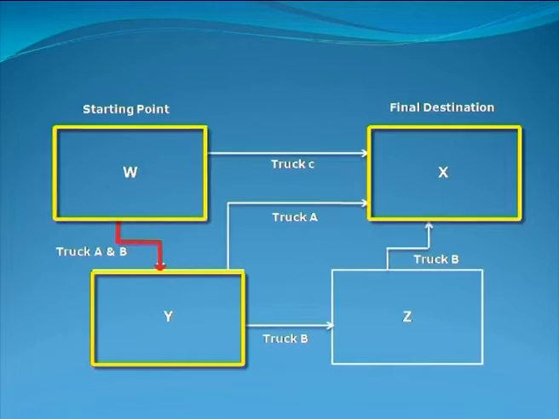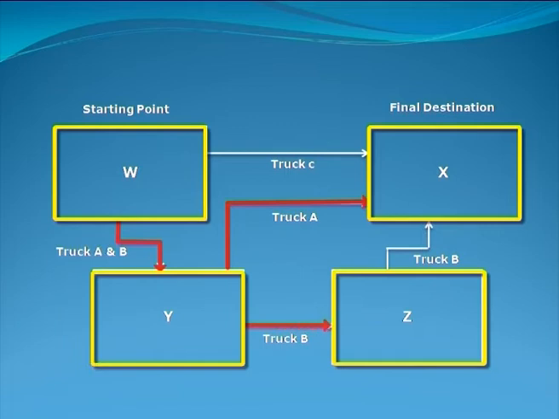From there, truck A goes to place X, while truck B goes to place Z, and then eventually to place X. The third truck, that is truck C, goes directly from place W to place X. These events are represented in figure 1. This sort of visual CPM representation is sometimes called a network diagram. The estimated times needed to complete the individual segments of the trips are shown in the following illustration.